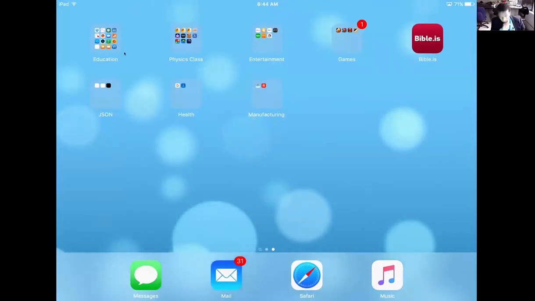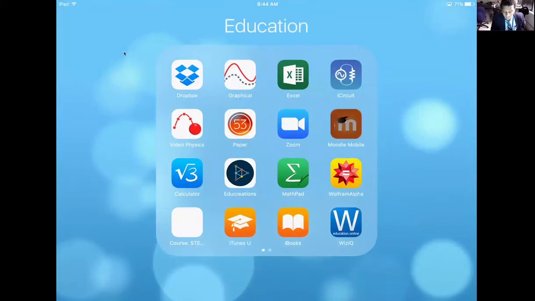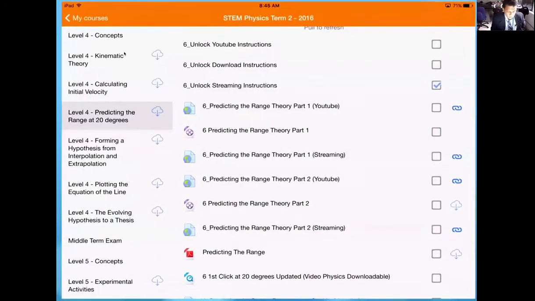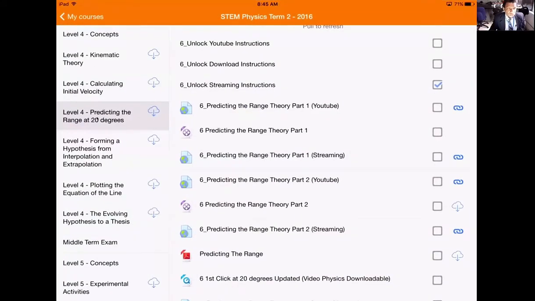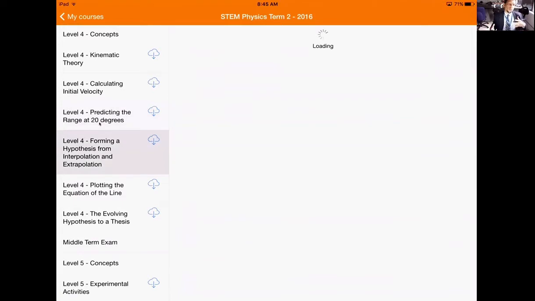We are about to look at interpolation. And so let's just go ahead and go to Moodle Mobile. And under Moodle Mobile, you'll see that we have predicting the range here. We've completed this one.